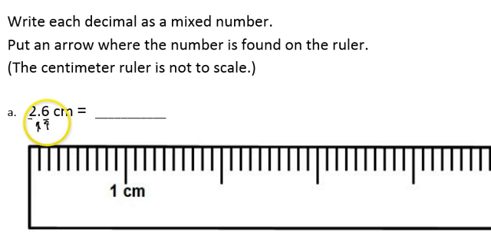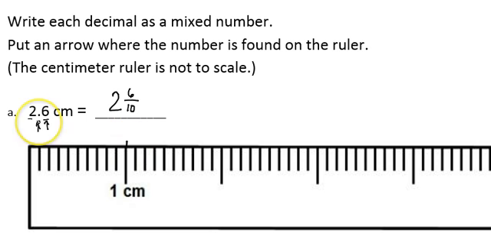So how do we write 2 and 6/10 as a mixed numeral? Well, that would be 2 whole numbers, 6/10 as a fraction. So 2 and 6/10 as a decimal is the same thing as 2 and 6/10 written in fraction form. Now we need to locate 2 and 6/10 on the ruler.